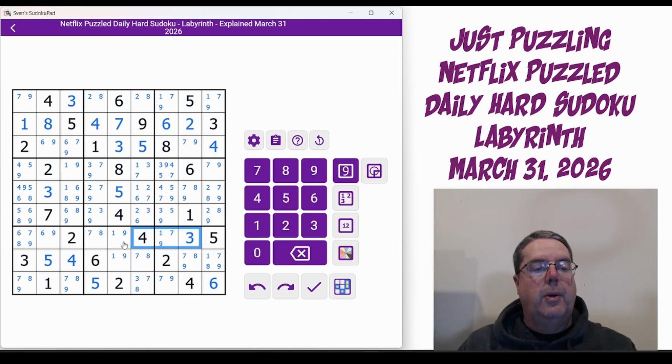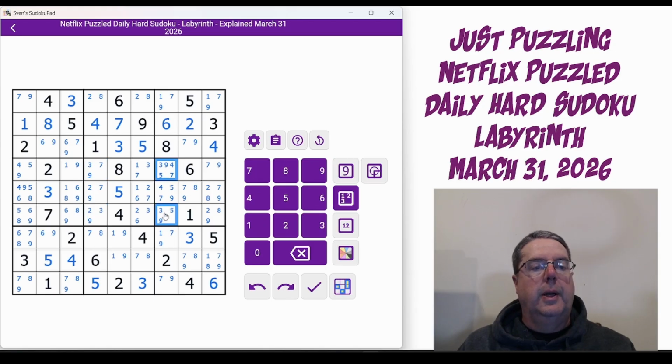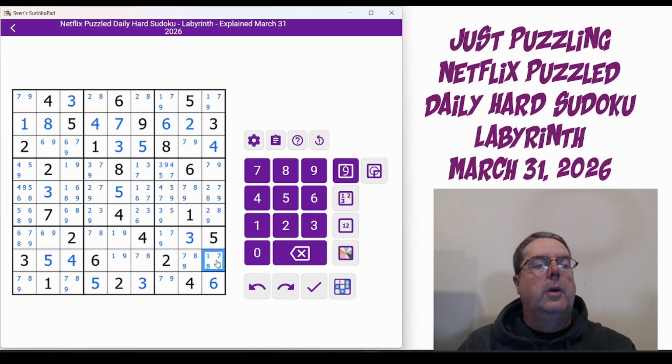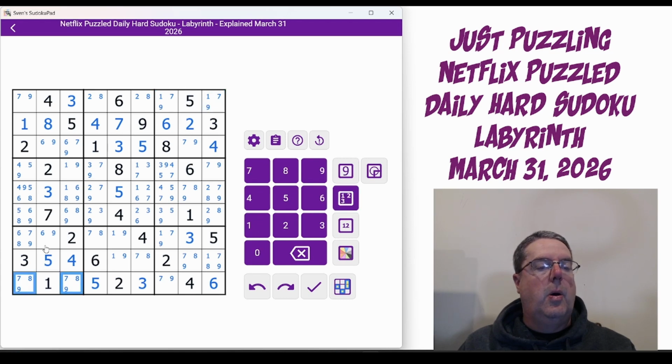So 3 comes across here. 3 comes across here, so this is a 3 here. 3 is going to be here and here. 3 is going to be here and here. 1, 7, 9 there. Well, 1, 9, 7, 8. 7, 8, 9, 1, 7, 9. So that makes sense. 2, 8, 2, 8, 1, 7, 9. So 1 is 1 there, 1 there. Okay, all good. So 7, 8, 9, 6, 9.